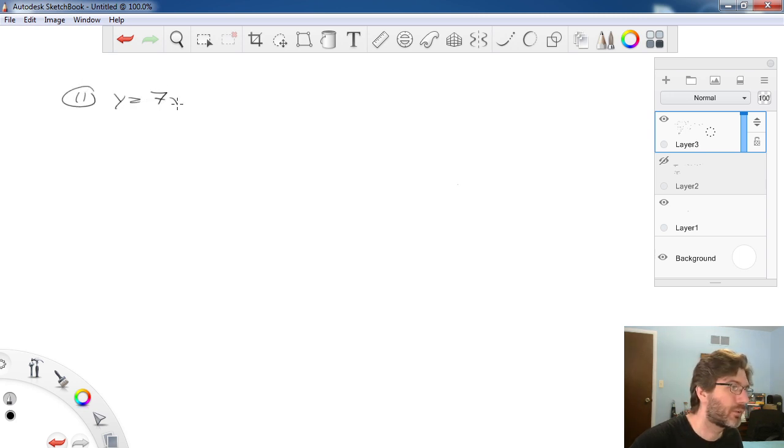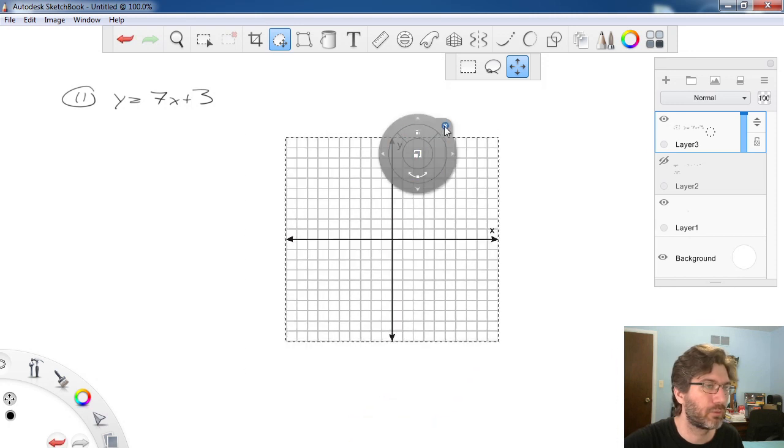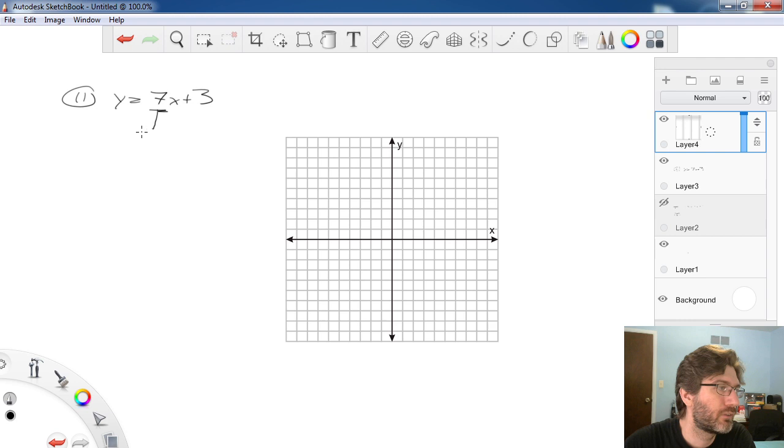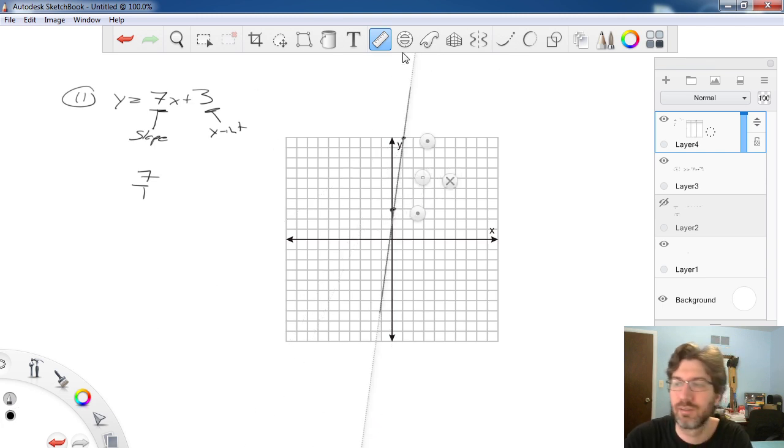Y equals 7x plus 3. When you go to graph things, y-intercept form makes it really simple for you, because remember, this here is your slope, and this here is your y-intercept. So our y-intercept is at positive 3, so 1, 2, 3, right there. Our slope is 7, which is 7 over 1, so that's up 7. 1, 2, 3, 4, 5, 6, 7, over 1. And I got my 2 points. There's my ruler. And there's my line. It's that simple.